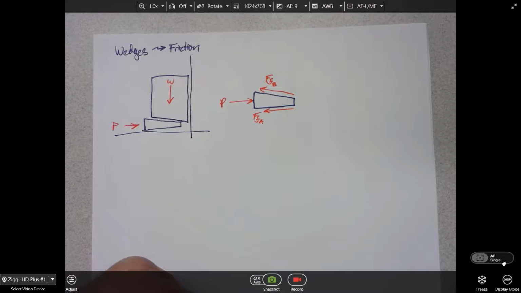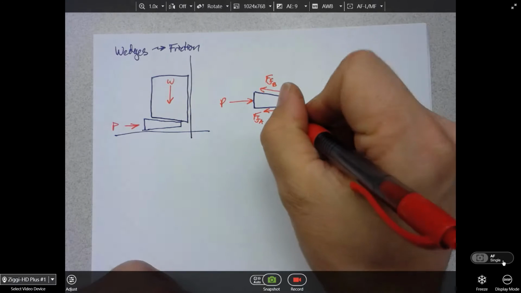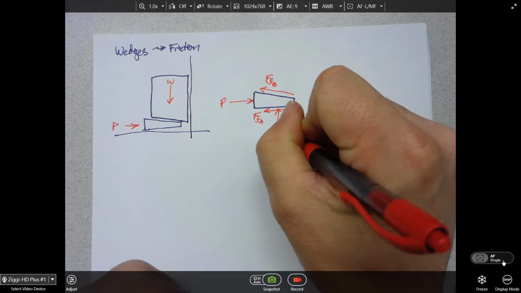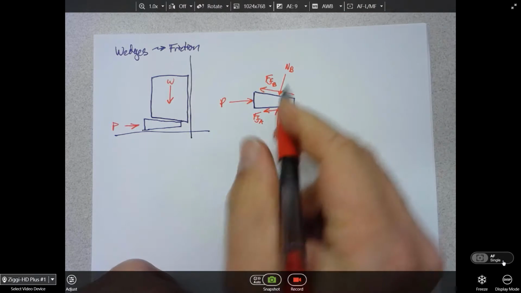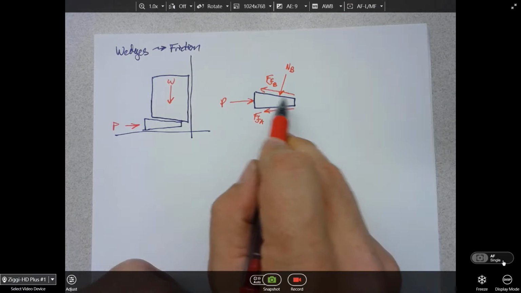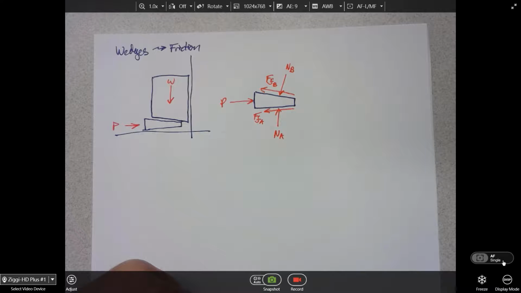No. There's no normals, right? So we probably need some normals to have some friction, right? Because we've determined that friction is just a portion of the normal force. So there's going to be a normal at A and a normal at B. But remember that the normal is going to be perpendicular to that surface, the surface it's touching. Normal forces are always normal to the surface that they act on.